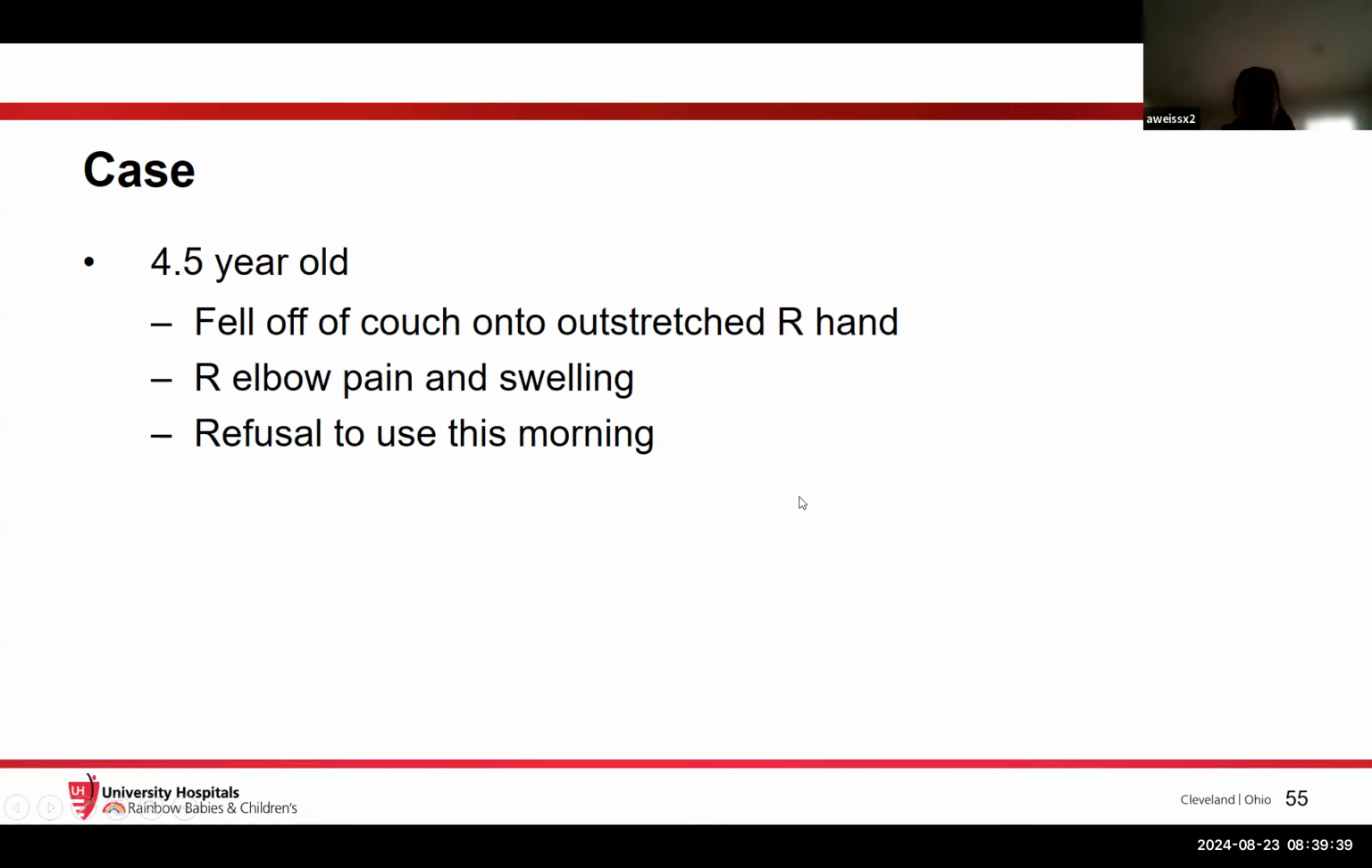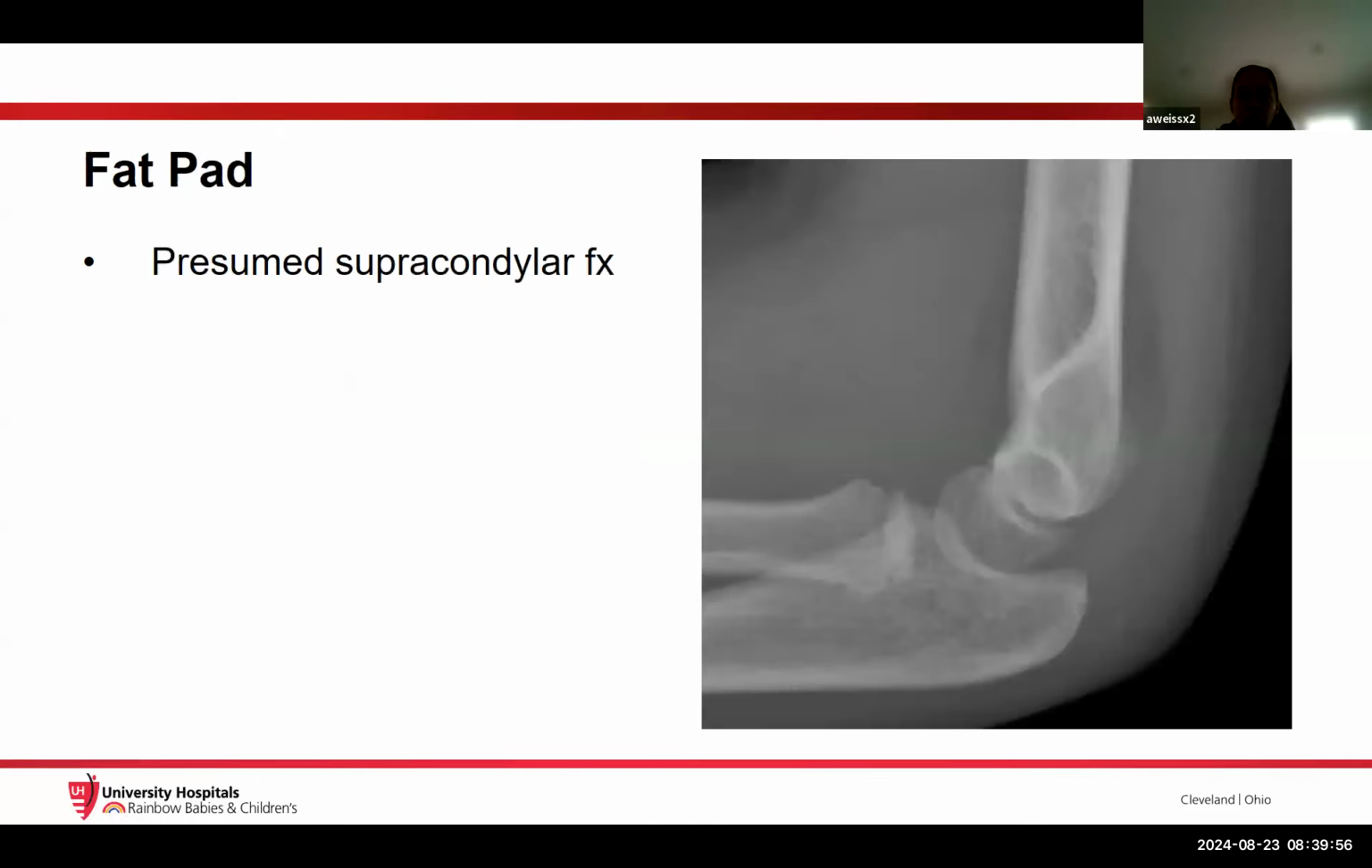This next one, you'll see a lot of the fell off the couch injuries, jumping on the bed injuries. This one fell off the couch onto an outstretched right hand, had elbow pain and swelling. Because it was nighttime, they put the kid to bed, but in the morning when they were still refusing to use the arm, they came in. We will see a fair number of these.